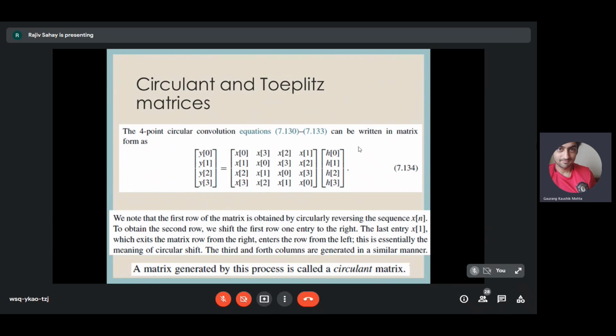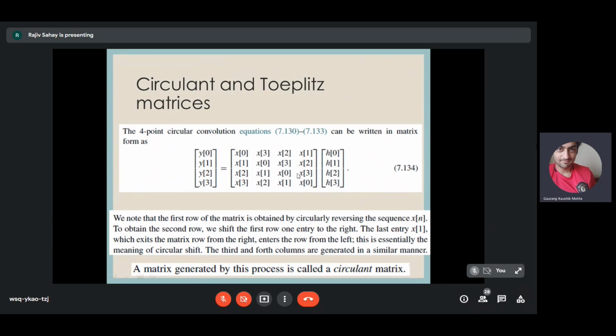This is a very important property that I'm trying to tell you. Circular convolution is also a linear operation. So apart from producing a Toeplitz matrix, it will produce a circulant matrix where each row and each column are circularly shifted versions of each other. That is why it is called a circulant matrix.